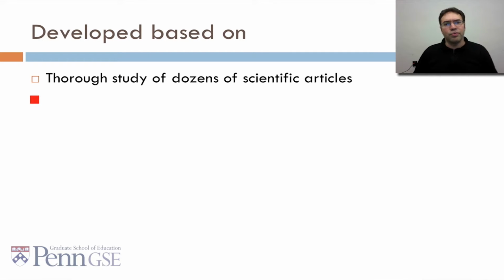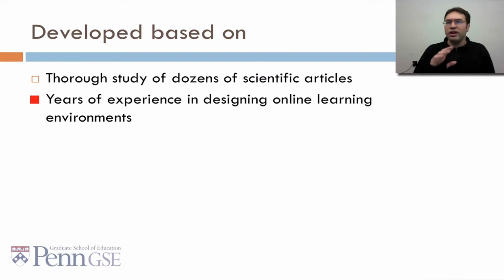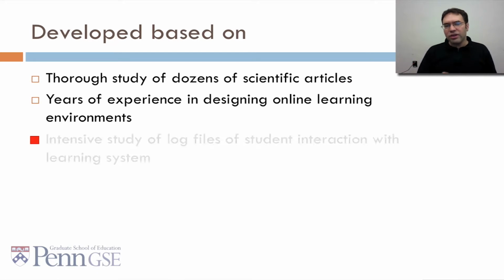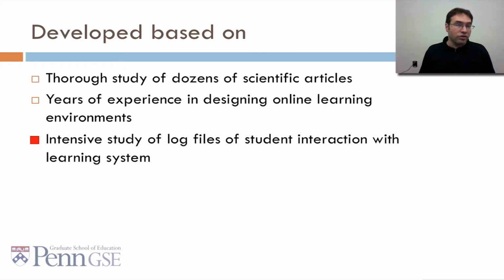Then they had years of experience in designing online learning environments. Including the team were Aleven and Koedinger, who were involved in the development of cognitive tutors for years, and some of their cognitive tutors are still used by around 6% of U.S. high school students. Third, there was intensive study of log files of student interaction with the learning system. Aleven and his colleagues really embedded themselves in the data and just studied it very deeply to really understand what they were trying to model.